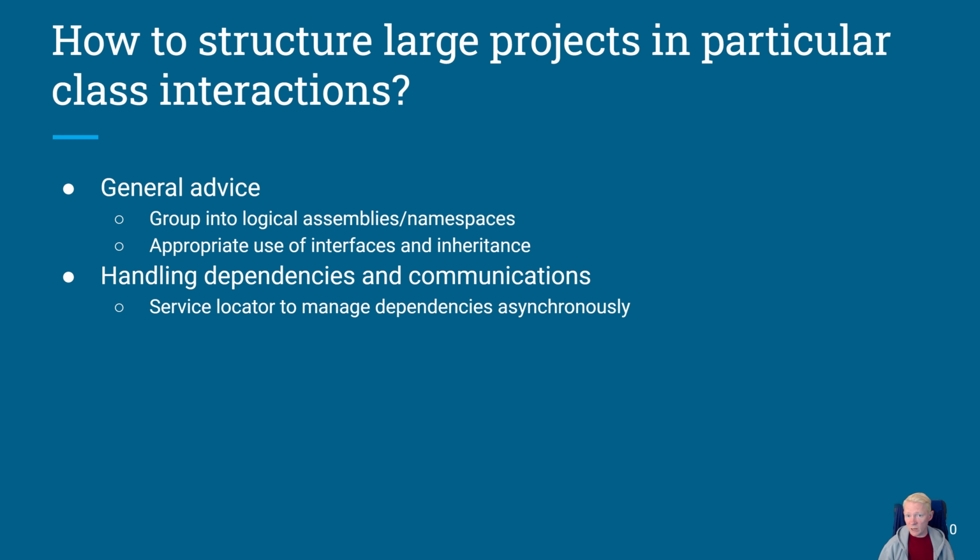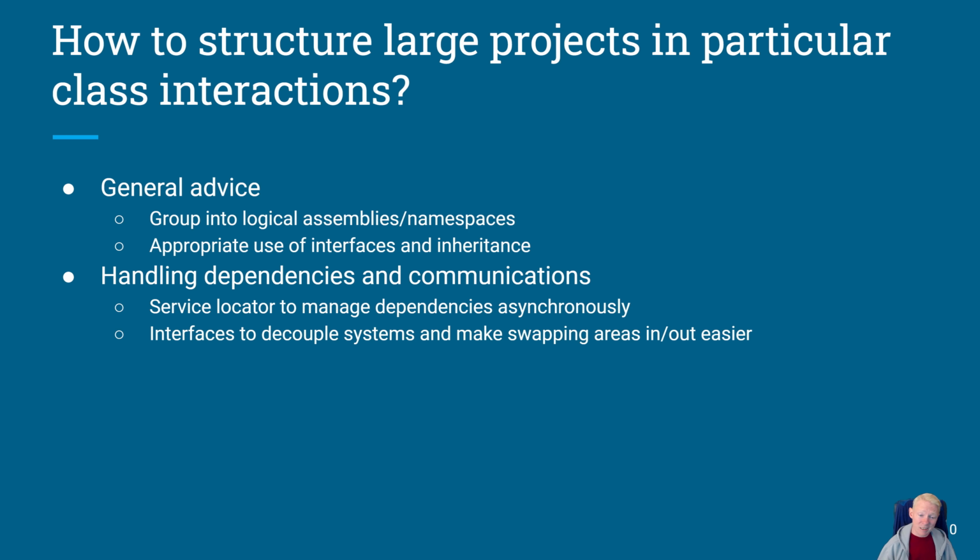It will find things, and once it's found them, it will run a particular function, so it handles things being set up asynchronously. I'm a big fan of that approach, and I strongly recommend doing something like that. Interfaces, as I mentioned earlier, allow you to decouple your systems and swap areas in and out more easily. It can be really handy for test code as well, being able to swap that in. It's a good way of creating clean partitions in your code base.